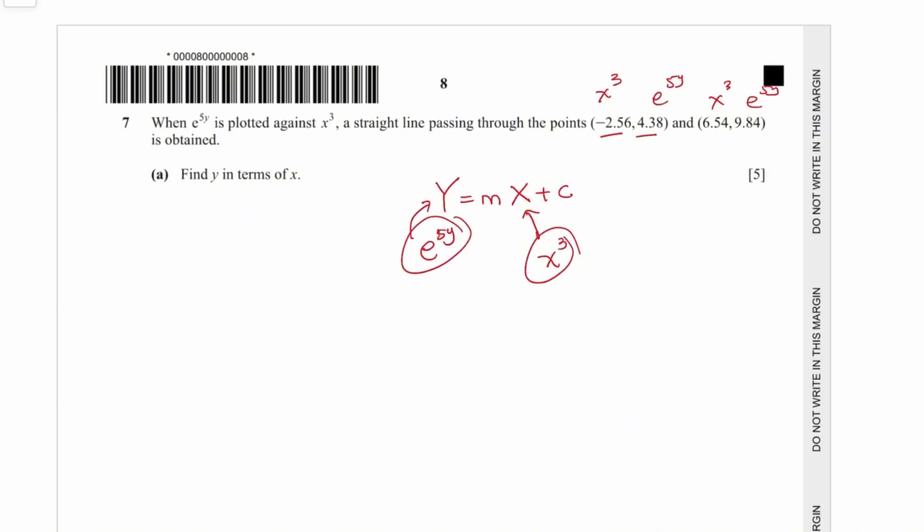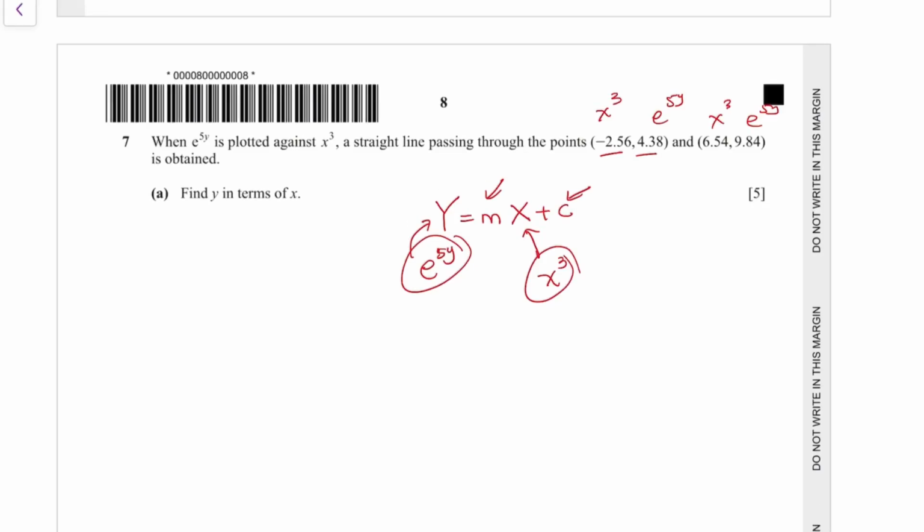If you can recall, it is in the form of y equals to mx plus c, where m is your gradient and c is your y-intercept. How do you find your gradient? Your gradient is basically y2 minus y1 over x2 minus x1. Remember, gradient is the difference in the y to be divided with the difference in x.